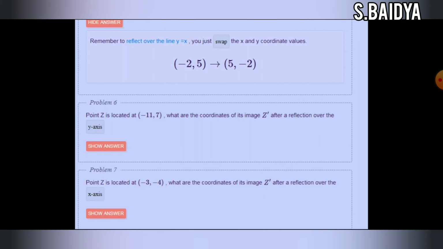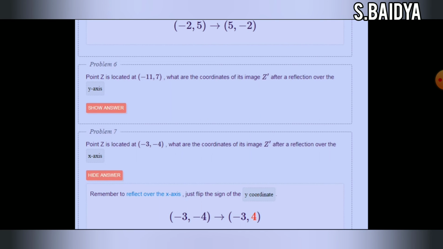Next, we are moving to problem 7. The point Z is located at (minus 3, minus 4). What are the coordinates of its image Z dash after reflection over x-axis? The answer is (minus 3, 4). Just flip the sign of y coordinate and you get the answer. I think you can understand and you can solve it easily.